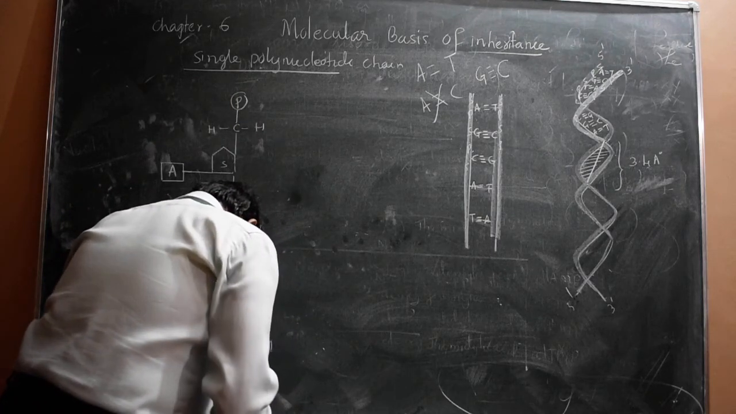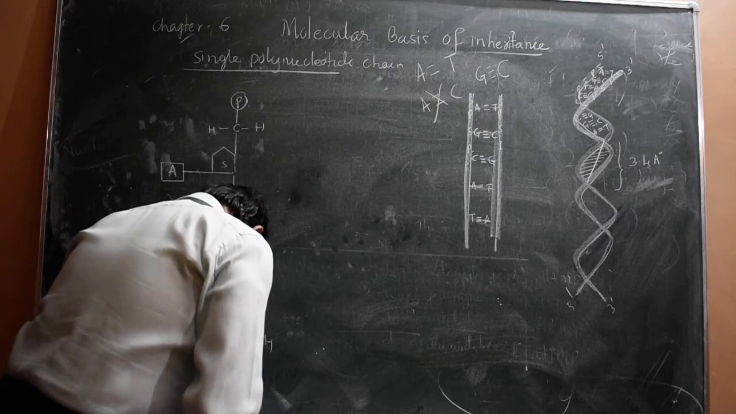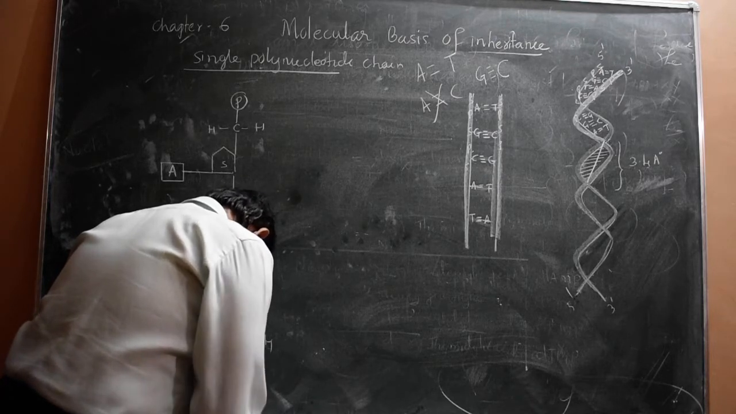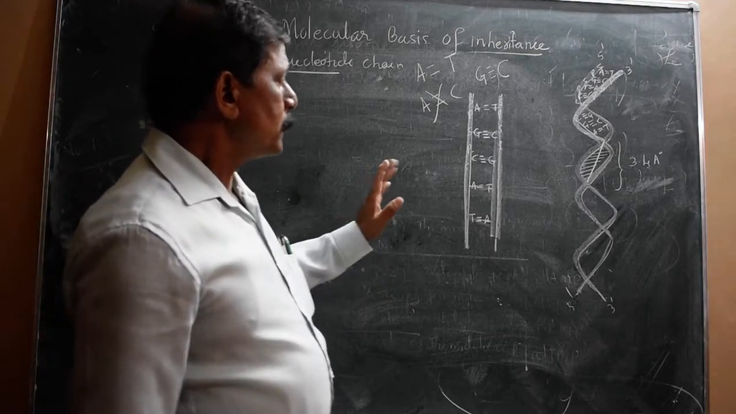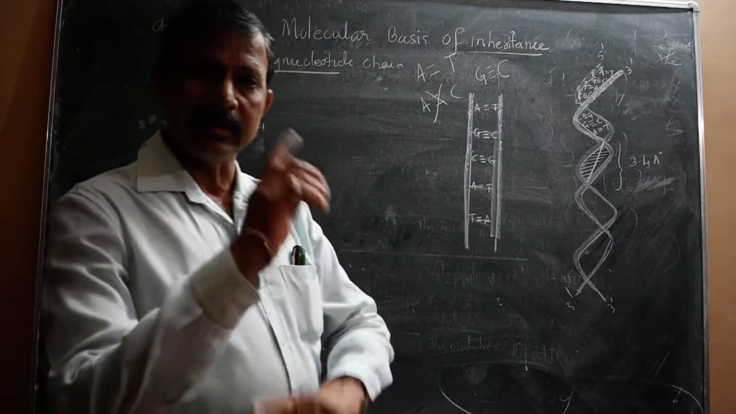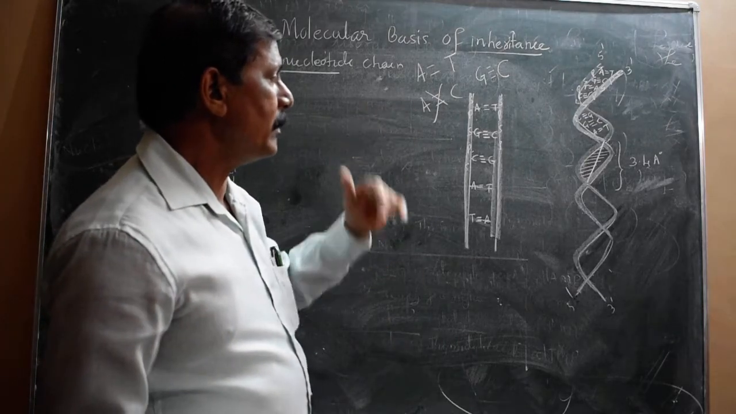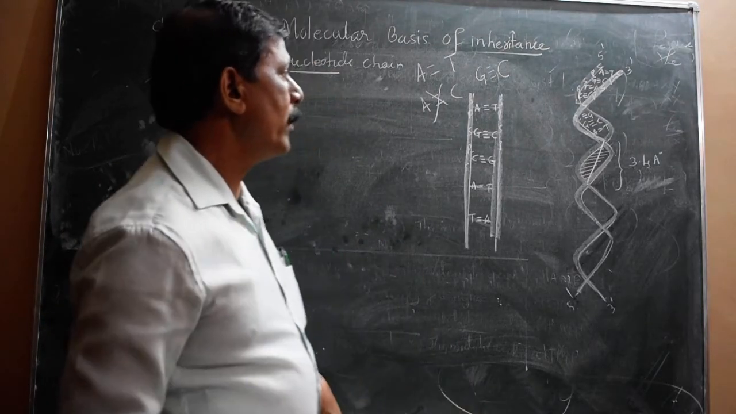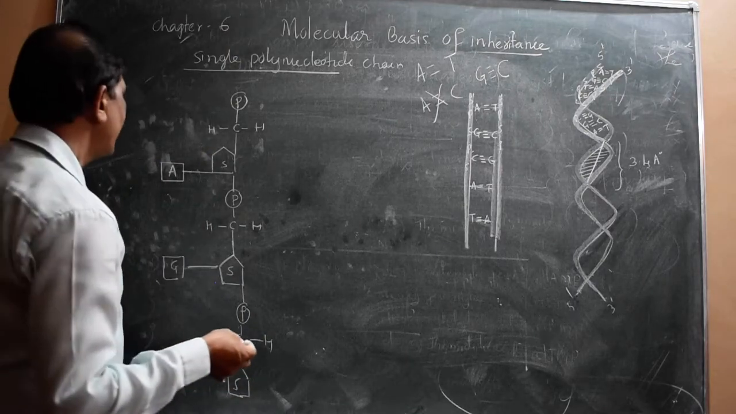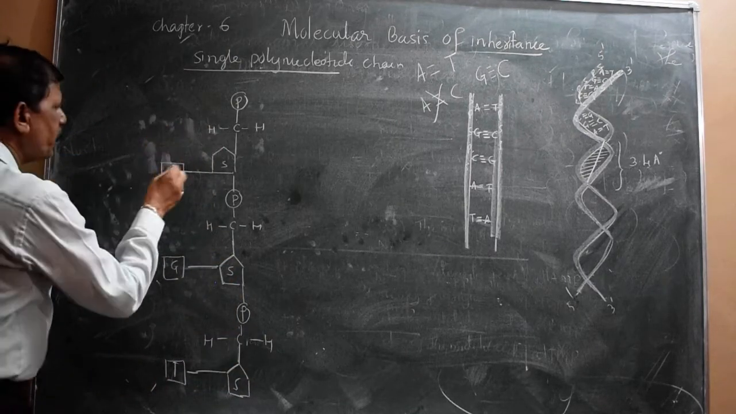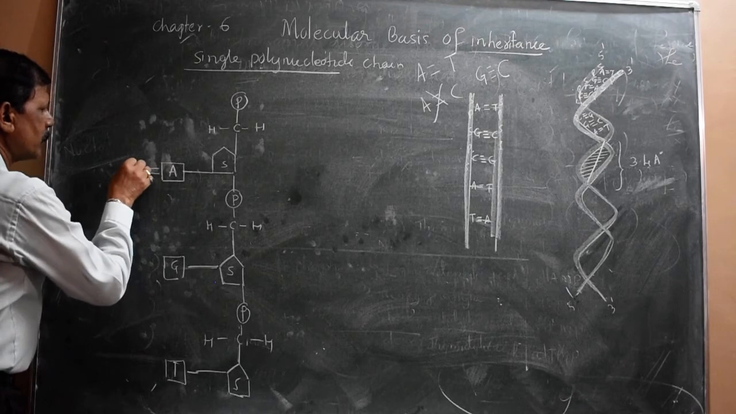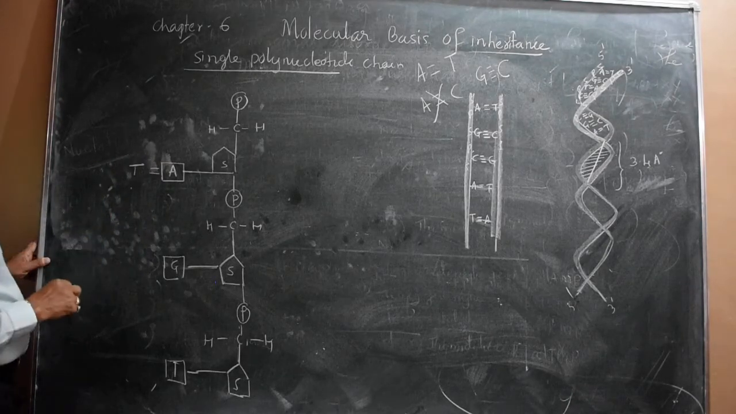Yes. So in this way, the anti-parallel strands are helically coiled, and the arrangement of adenine, thymine, guanine, cytosine, etc. also takes place. And this is a polynucleotide chain. This polynucleotide chain next becomes double stranded. That also you can go to your book.